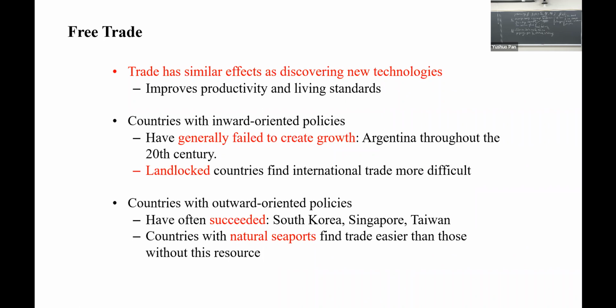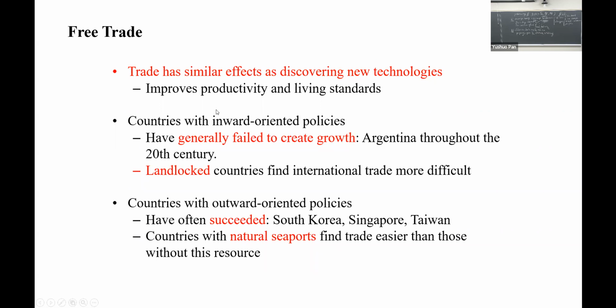Think about England, the UK, the US, right? Australia, Canada. Lots of developed countries really have natural seaports. Let's jump into the first one.